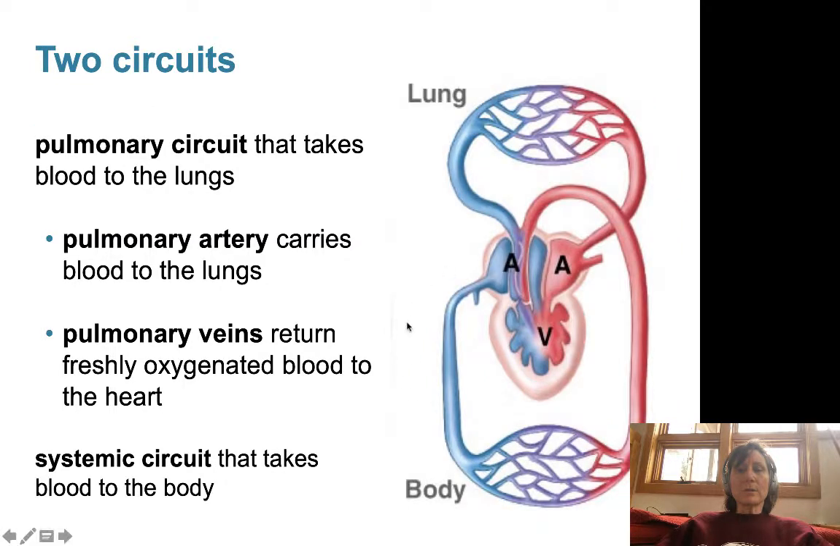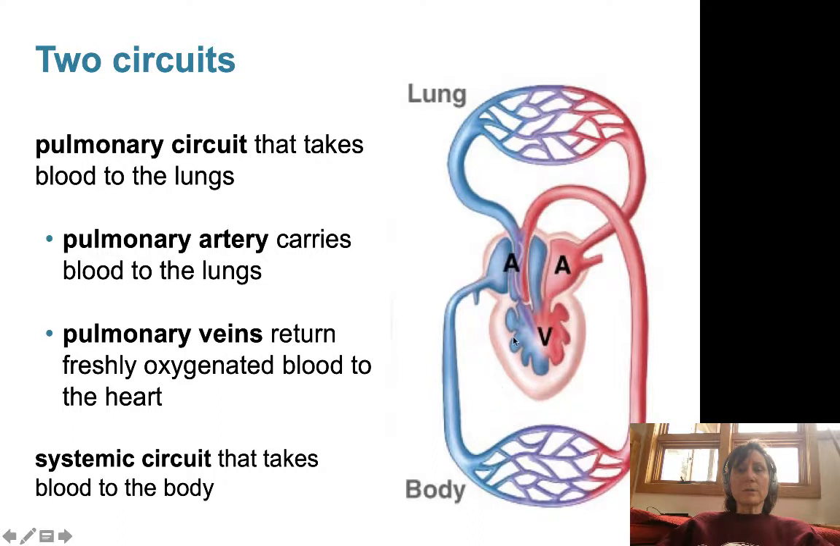Now, in the case of, say, frogs and lizards and a few other organisms, there can be two circuits. You can have a pulmonary circuit that goes to the lungs. So it'll go from the heart to the lungs. It will then come back to the heart and then get pumped out to the systemic circuit, or the body.